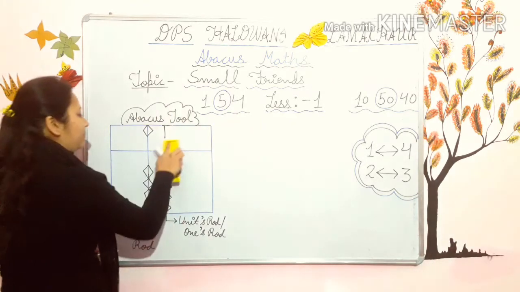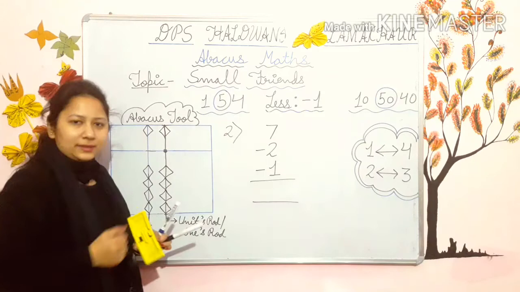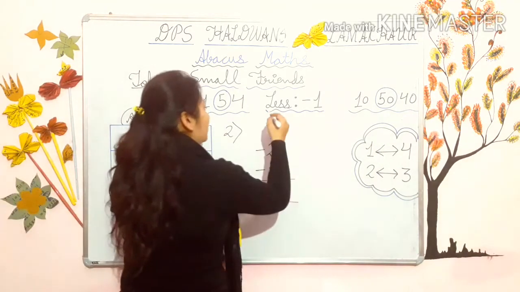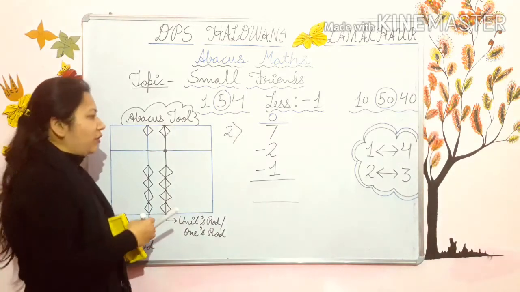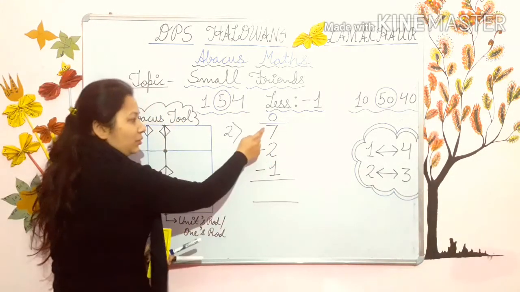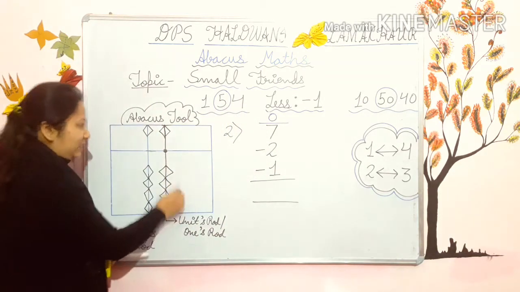Set your abacus, upper beads up, lower beads down. Now kids, this is your second sum. It's a 1 row sum, so it will go in ones rod. Now first of all, you have to add 7. See, no sign means add. So you have to add 7 in ones rod.